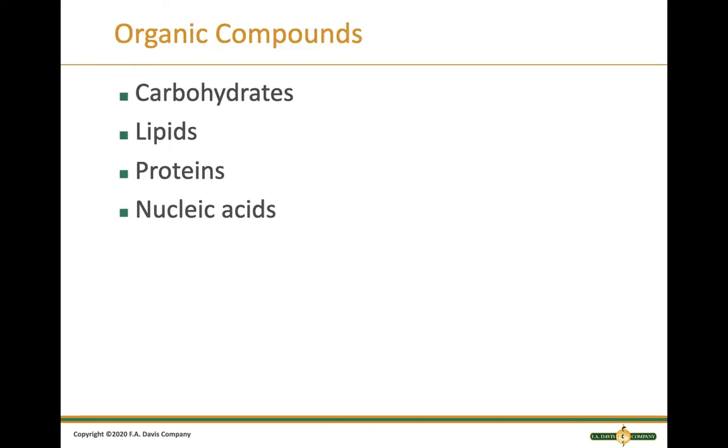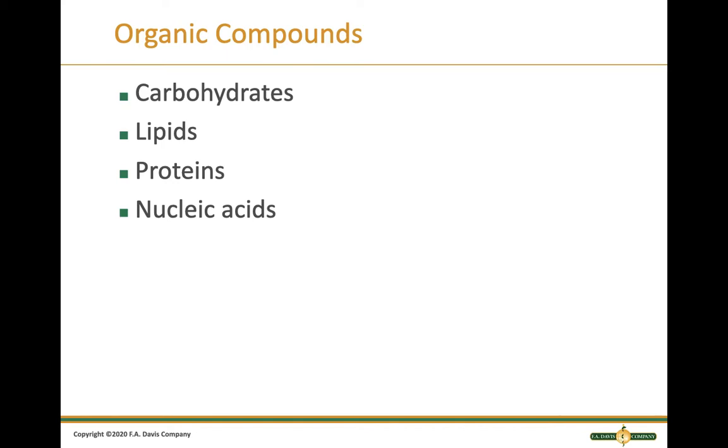To keep the body's pH within a narrow range, the body uses buffers. These are things that resist change in pH. We'll talk about them in more detail in chapter 20. Alright, now we're going to talk about some organic compounds.